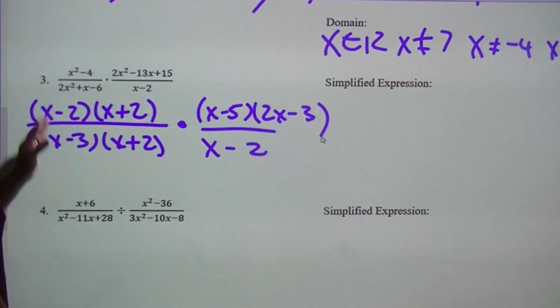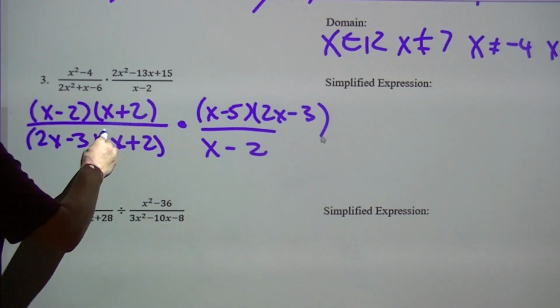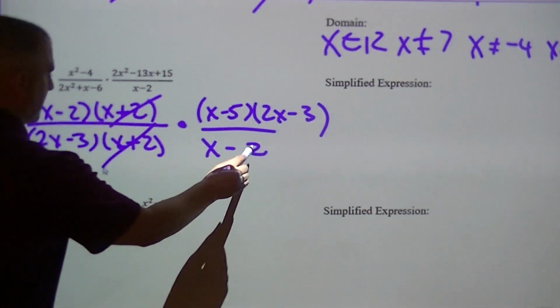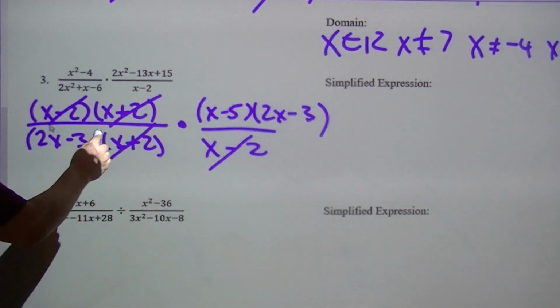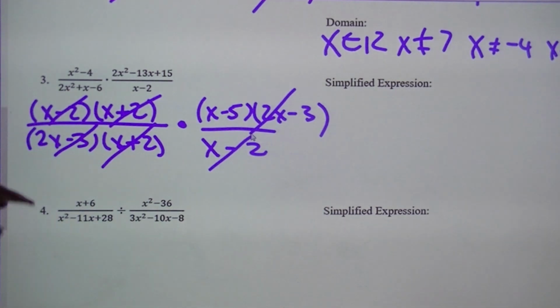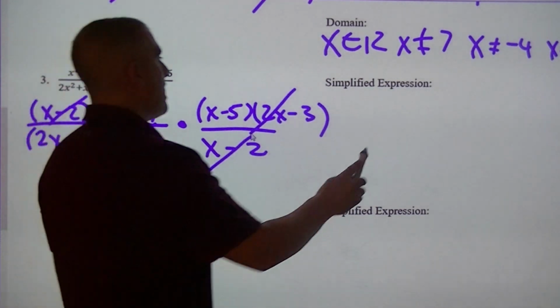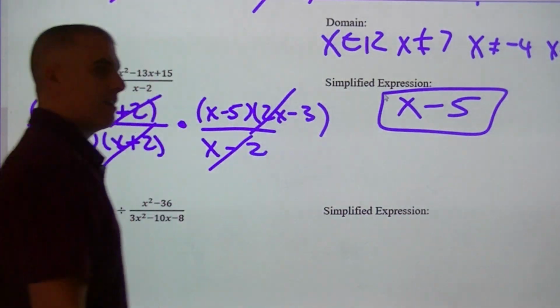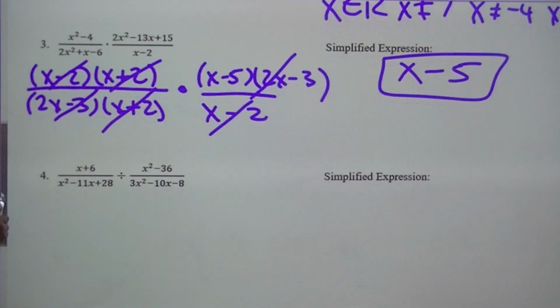Okay, so vertically, can I cross everything off? Yep, I can go here and here. Vertically, nothing there. But diagonally, I can get rid of this x minus 2. Diagonally, I can get rid of this 2x minus 3. So the only thing left over up top, pretty simple, x minus 5. Done. Okay, don't outthink yourself on those.